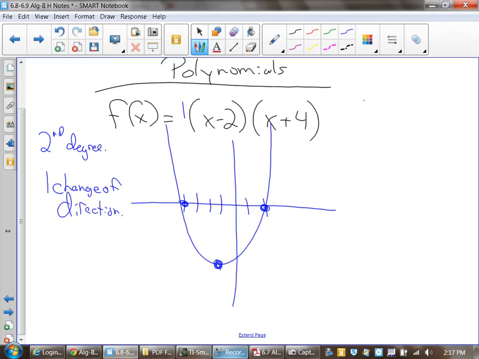The rule will be the number of changes of direction is always equal to the degree minus 1. So if you have a 5th degree polynomial, you have 4 changes of direction. If you have a 7th degree polynomial, you have 6 changes of direction. Okay? The graphs that we're going to be looking at will all have real solutions. We're not doing anything with imaginaries, so it's just going to work out nice and clean. All right? Let's look at another example.